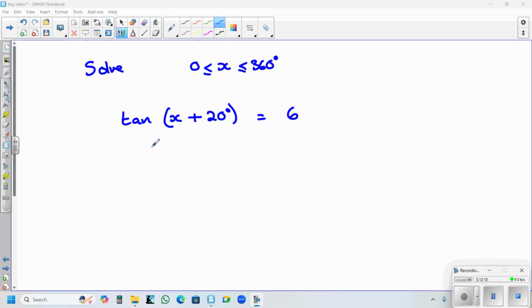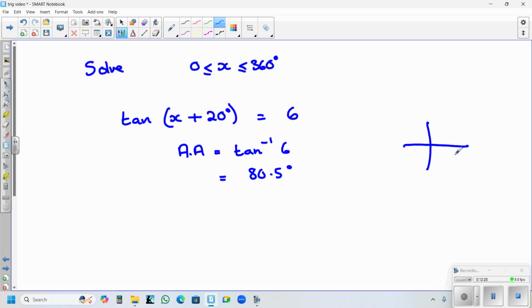Right, so what we do is we do acute angle is equal to tan to the minus 1 of 6. So that gives me, when I put that into my calculator, an answer of 80.5 degrees. Now, this tan is positive, it's 6. So we're going to look at a cast diagram. So from the cast diagram, where is tan positive? Tan is positive in quadrant 1 and also in quadrant 3.